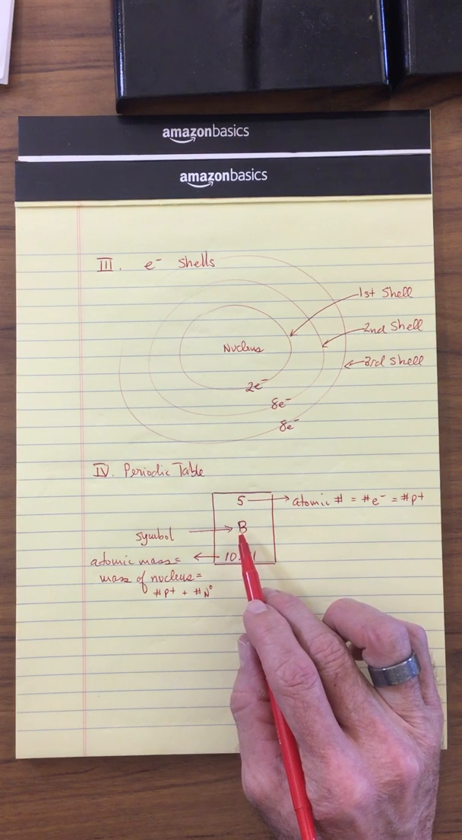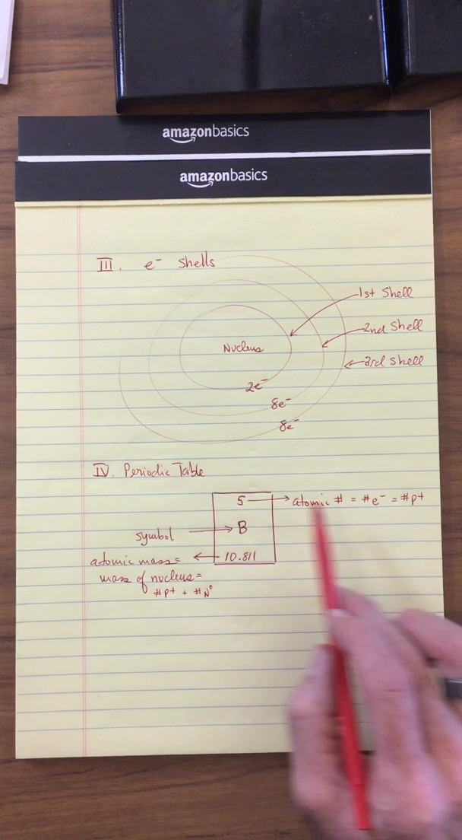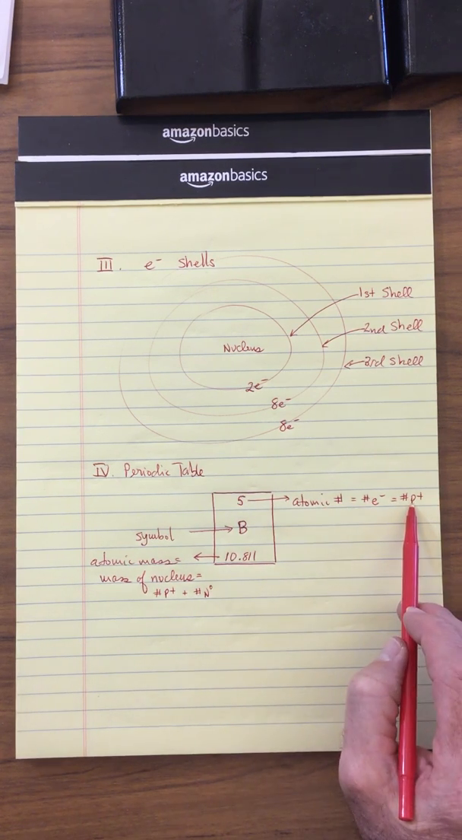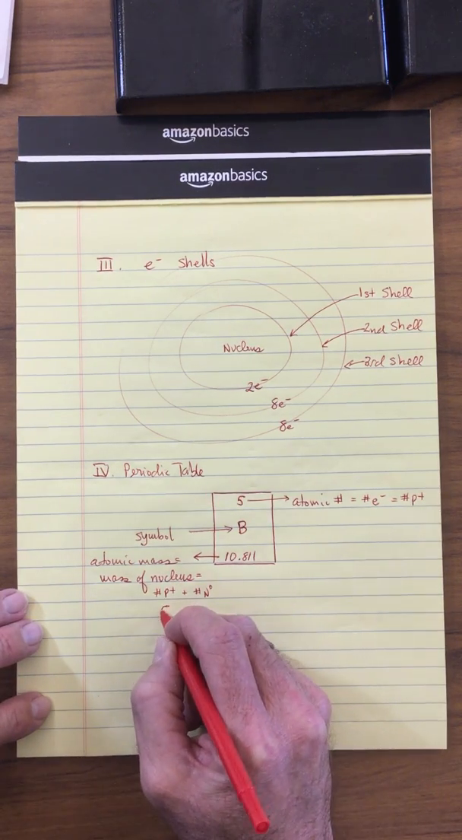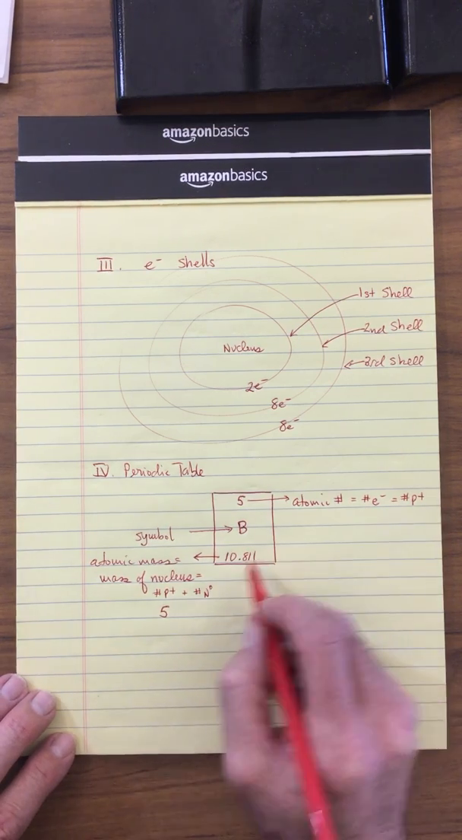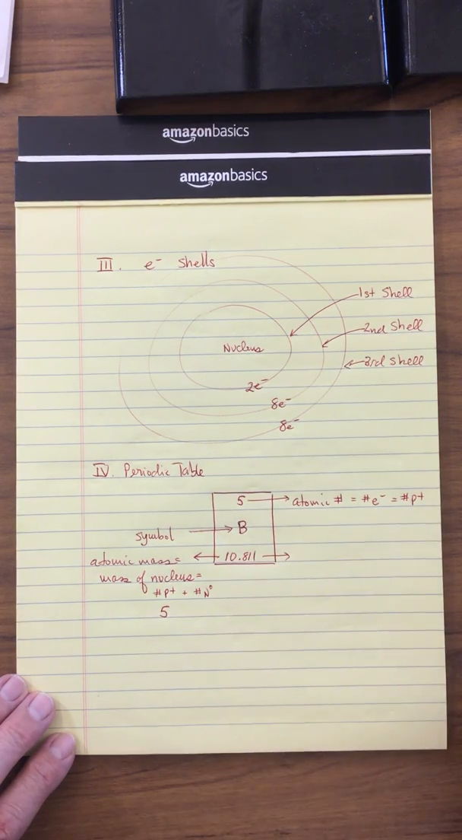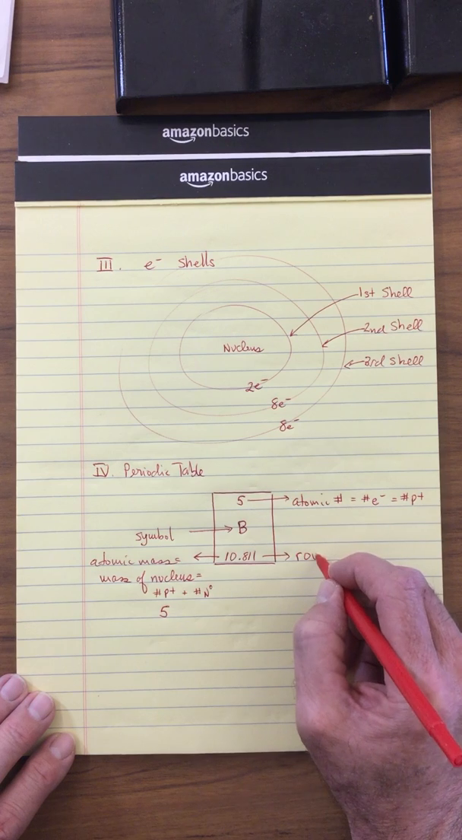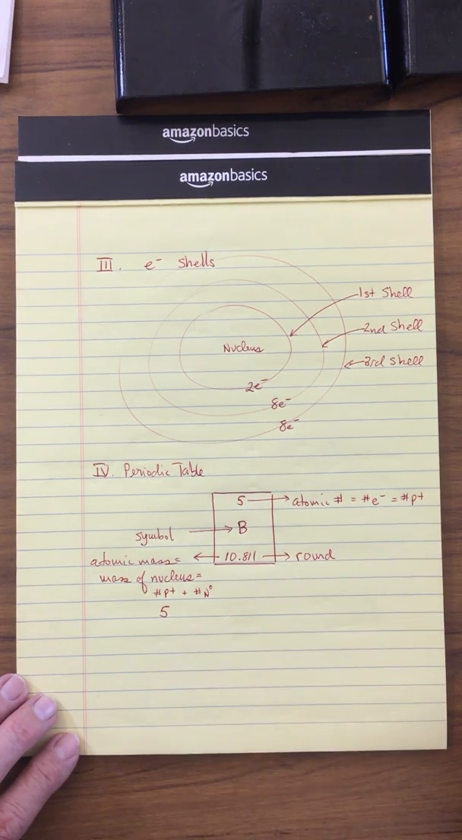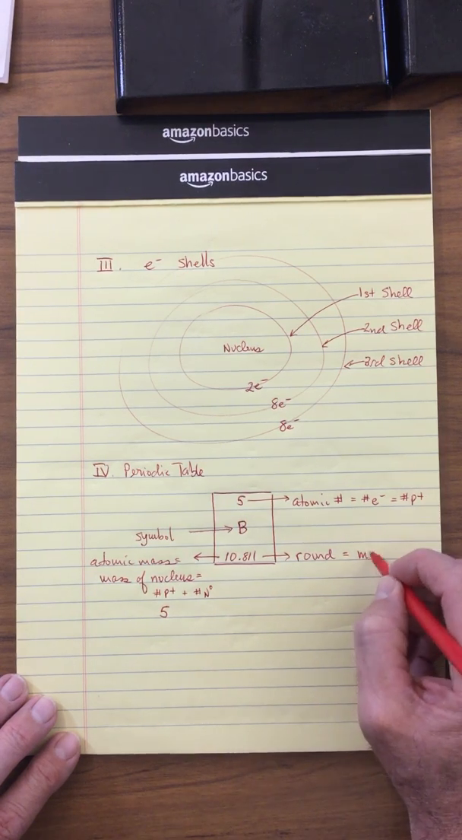So this is boron. We already know that this number 5 represents the atomic number, which also represents the number of protons. So we're going to plug in a 5 right here for the number of protons for boron. Now what you can do with this number, this is called the atomic mass, but if you round it, it has a different name. If you round this number to the nearest whole number, you will get what's called the mass number.